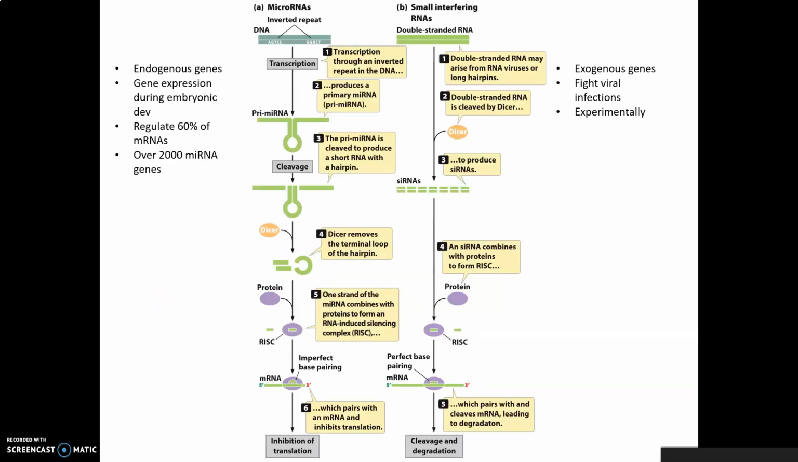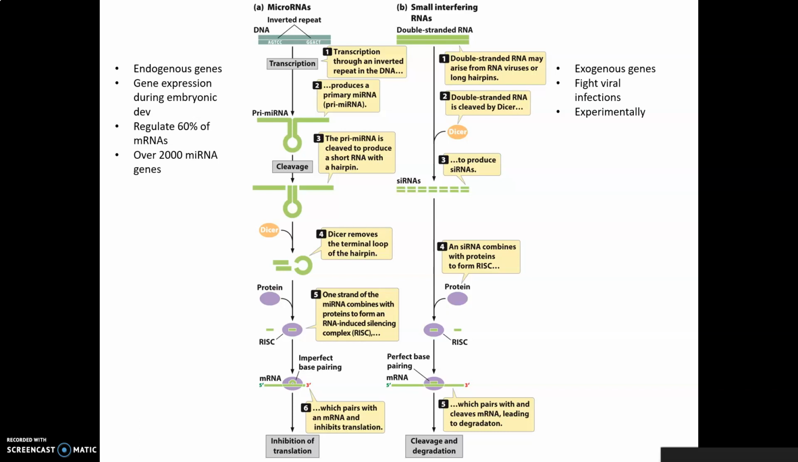Now, this idea about microRNAs and small interfering RNAs, they both function in a process called RNA interference. In RNA interference, these two types of RNAs, their job is to go bind to a sequence that they're complementary to and inhibit translation or cause cleavage and degradation. So some differences between the two. They are about the same size.